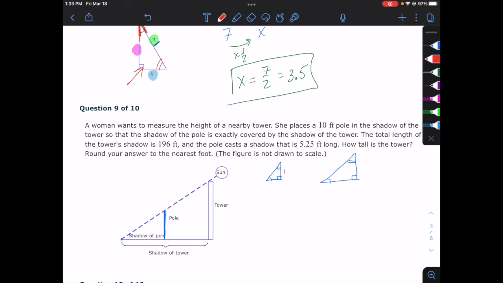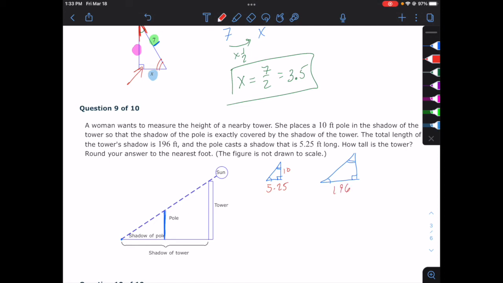The pole is 10 feet, great, and it casts a shadow that ends in the same spot. Okay, down here's where the shadow is, the pole's shadow is 5.25, terrific. The total length of the tower's shadow, so that's along the ground here, is 196.